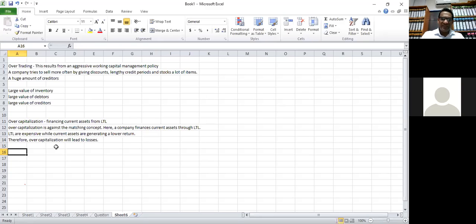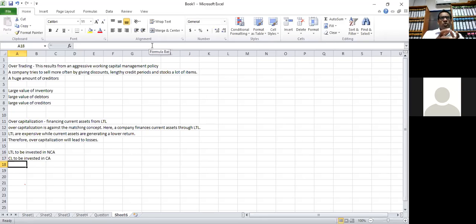Long-term liabilities to be invested in exactly, non-current assets. Current liabilities, yes, someone has raised a hand. Current liabilities to be invested in current assets. This is what the matching concept says, but don't go for too much of current liabilities.